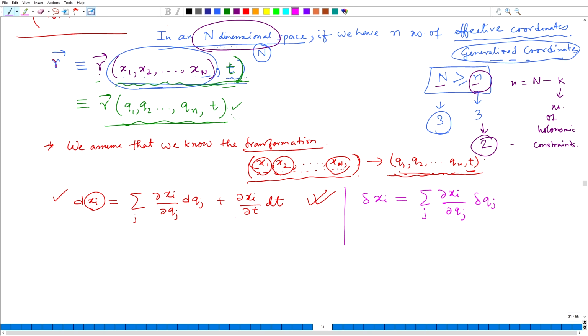Okay. Now, what will be a term here, counterpart of this term, equivalent to this term? There will be no term like this, because delta t is 0. So, in a virtual displacement only the generalized coordinates move, but not the time. Now, from this one, first of all, I keep this expression because that will be useful for us in defining some generalized concepts.